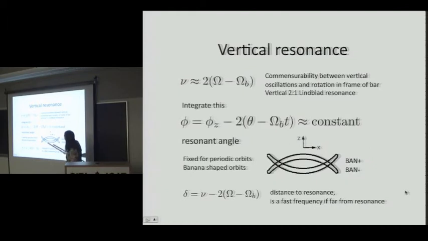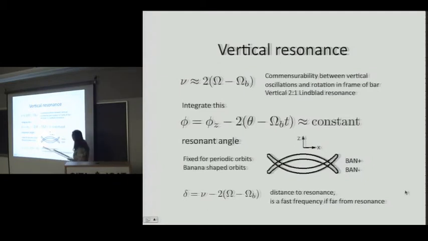So the periodic orbits are orbits that go up and down twice per rotation period. The banana plus and minus banana orbits are orbits that have fixed thetas, or phis. So phi equals 0 gives you one class, and phi equals pi gives the other one.